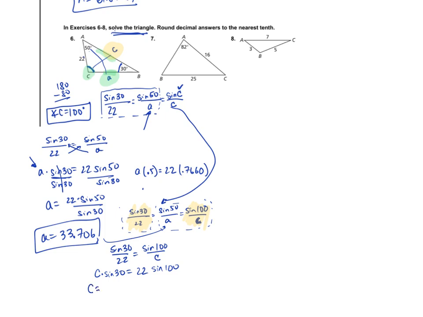So c will be 22 sine of 100 over the sine of 30, and that comes out to be, on our calculators, let's take a look, 43.3315. So now I have the whole triangle. All right, let's move on to the next problem.